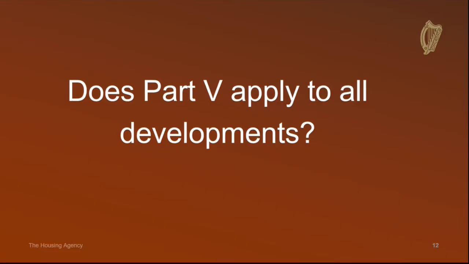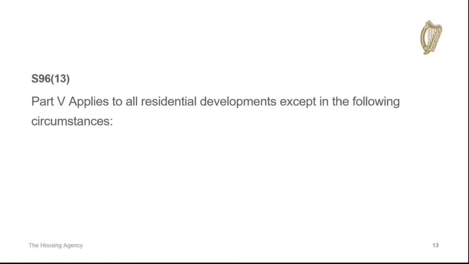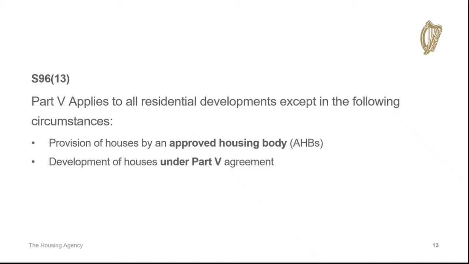Does Part 5 apply to all developments? Part 5 applies to all residential developments, regardless of zoning, except in the following circumstances. The provision of houses by an approved housing body, where the AHB is the applicant for planning permission. Where the AHB is purchasing housing from a private developer, there is still a Part 5 requirement. Part 5 does not apply to the development of houses under a Part 5 agreement, or to the conversion of an existing building where 50% of the exterior is retained.